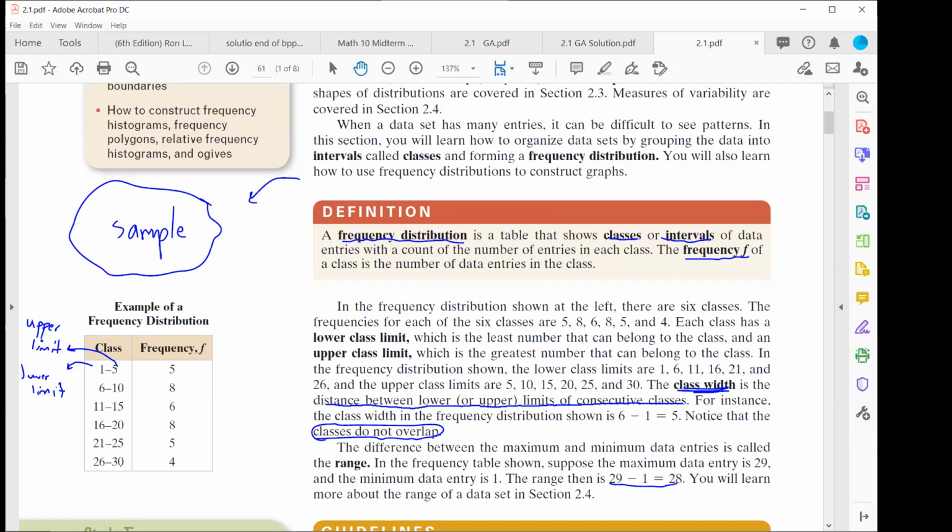And finally, the last class starts at 26 and stops at 30. The lower limit of this class is 26 and the upper limit of this class is 30. The frequency is 4. It means that there are 4 values in the last class. Very well. Okay, let me erase this upper limit, lower limit, and show you something.